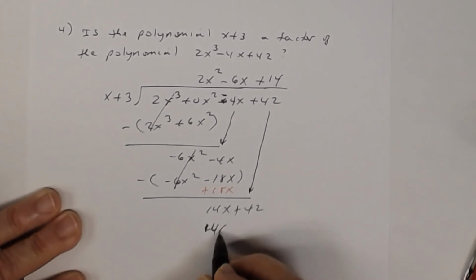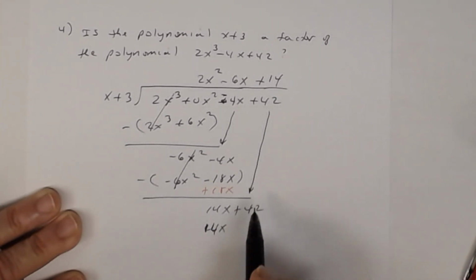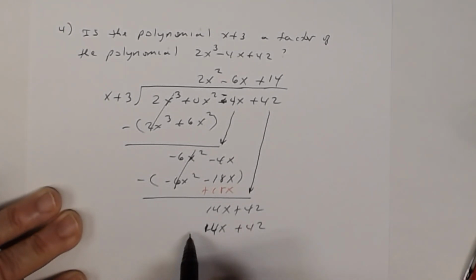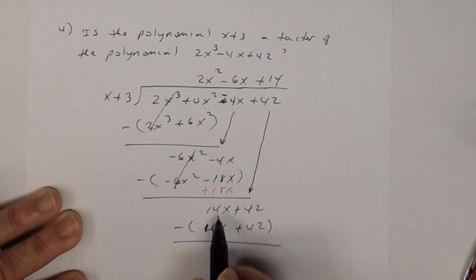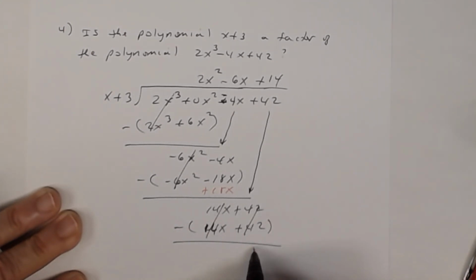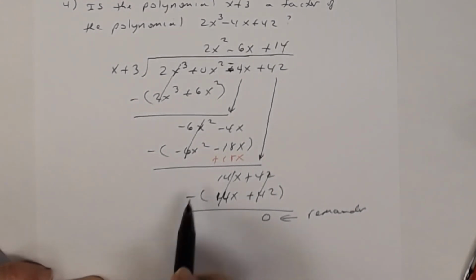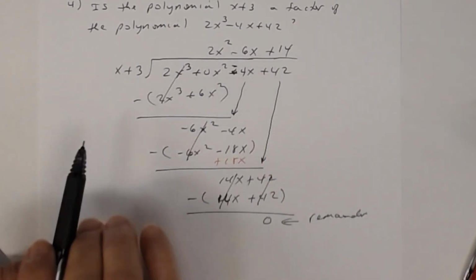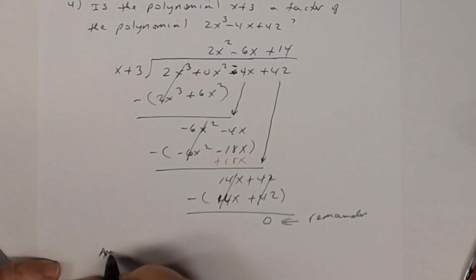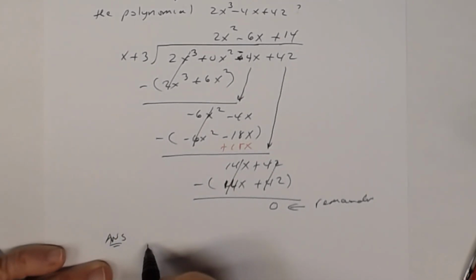That's a 14 right here. 14 times 3 is 42. All right, and so if I subtract, 14x subtract 14x is 0. 42 subtract 42 is 0. So notice I do get a remainder of 0. So you're going to say this. So what that means is that this is a factor of this. So the answer, the way you're going to explain it, there's your work, there's your explanation.